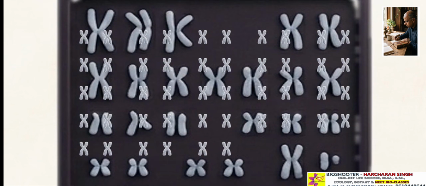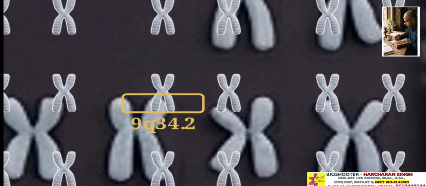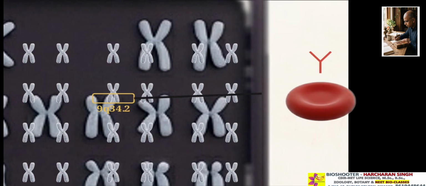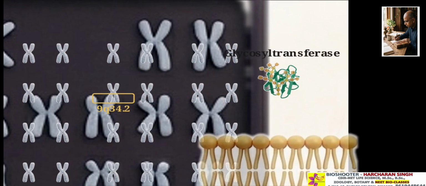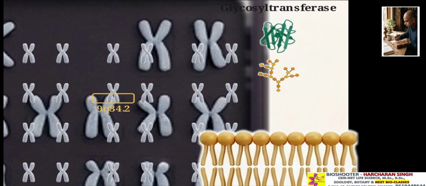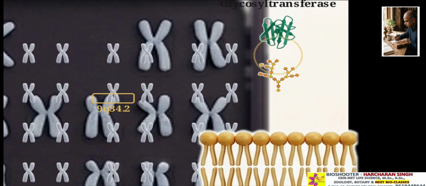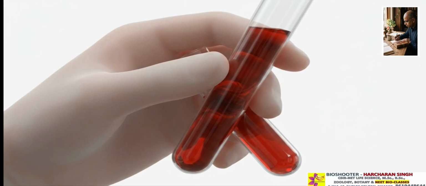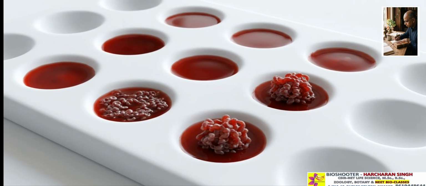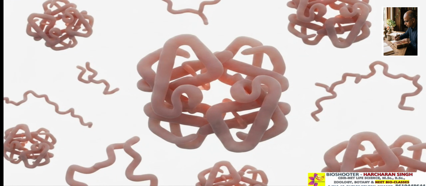This diagram displays the human karyotype, allowing us to trace the architecture to its precise genetic origin. If we zoom into the long arm of chromosome 9, right at position 9q34.2, we find the ABO gene. At this locus, the alleles do not code directly for antigens. Instead, they code for glycosyltransferases, specialized enzymes that function by modifying existing carbohydrate structures on the cell membrane.